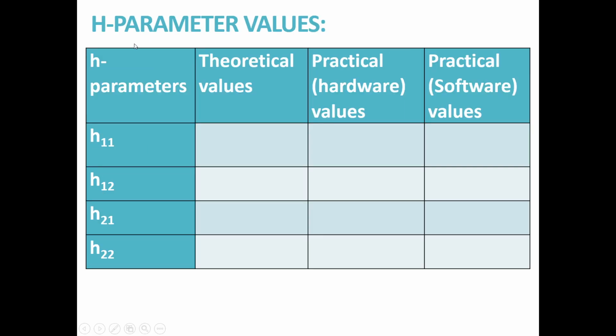Now after determining all these values, you can determine the H parameter values. So H parameters are H11, H12, H21, H22. So theoretically determine the H parameters and note it down. Practically using hardware experiment, determine the values and note it down, and after doing software experiment, determine the H parameters and note it down in this tabular column. Pause this video to note down this tabular column in your observation or record.